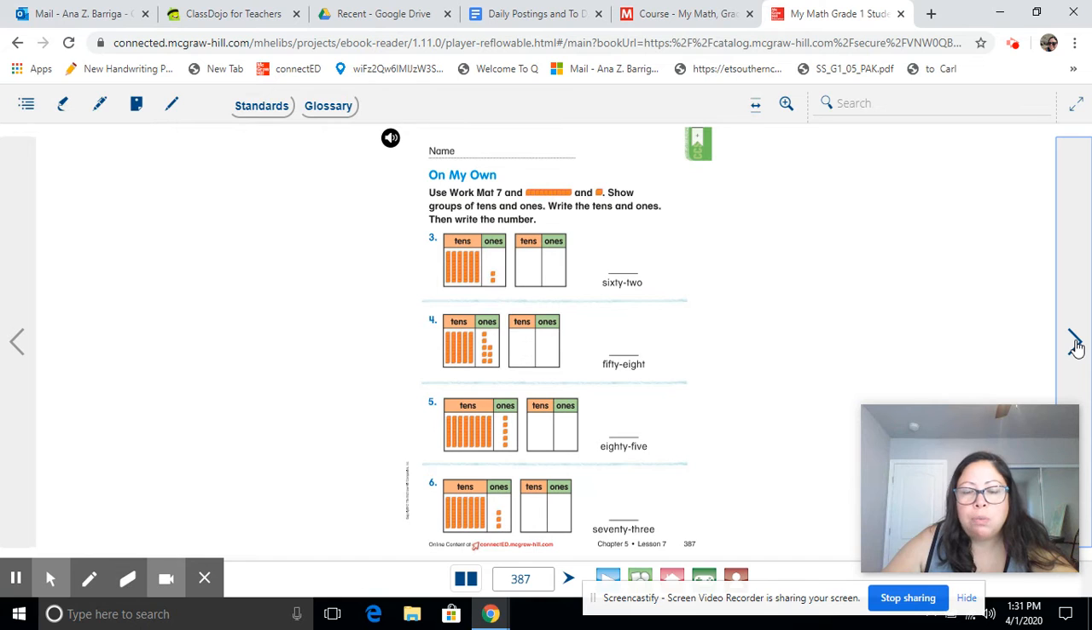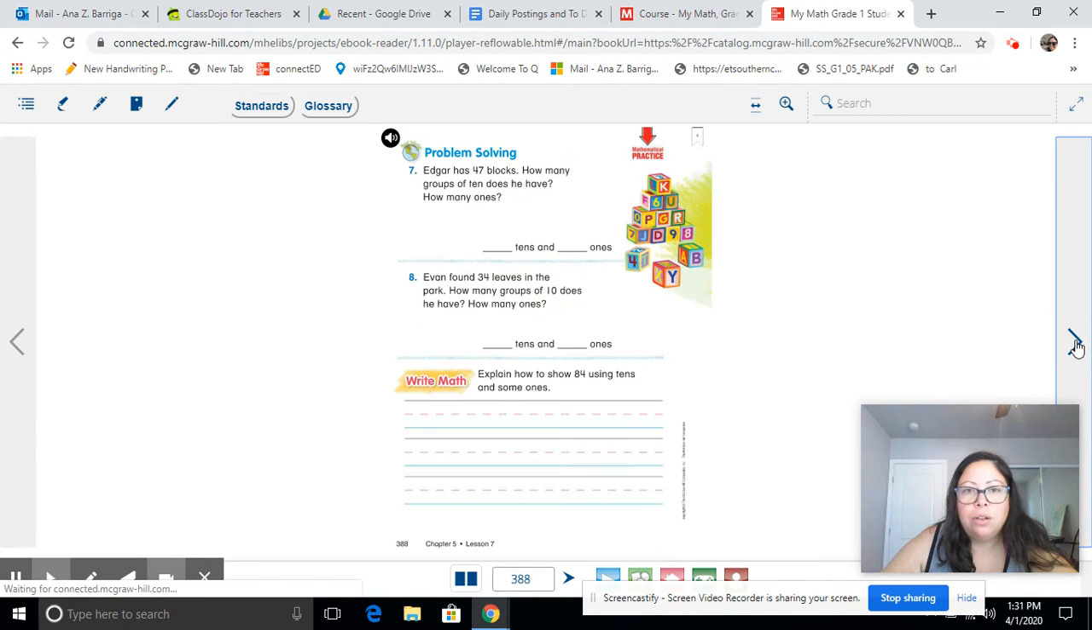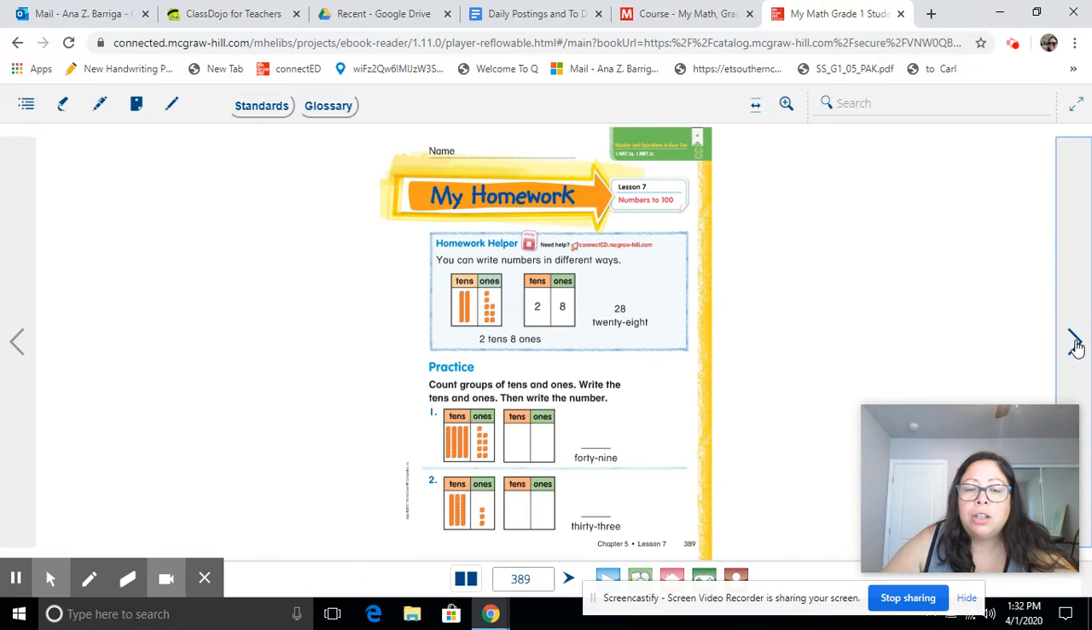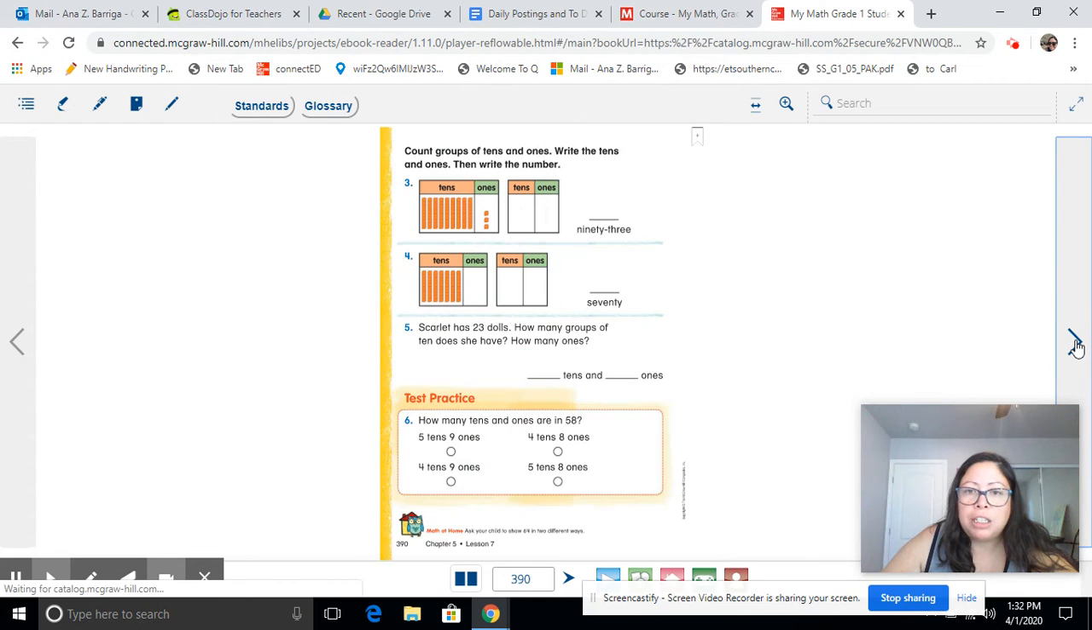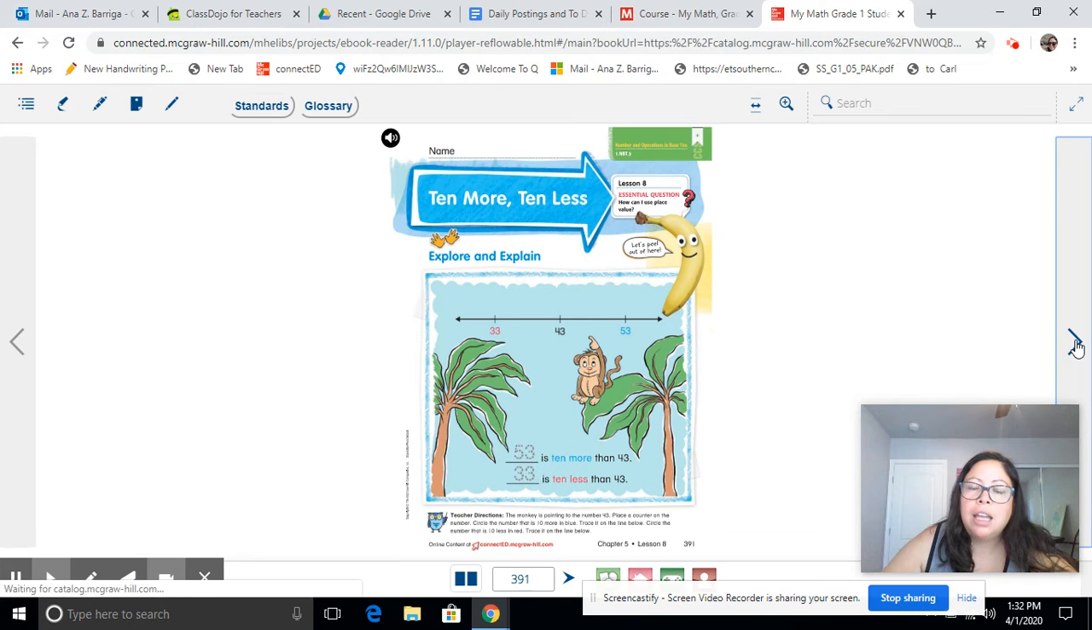Then the next page, you're pretty much going to do the same thing over and over again and answer those questions. Then we're going to do the same thing on the homework page as part of it. And now we're on to the next lesson right here.